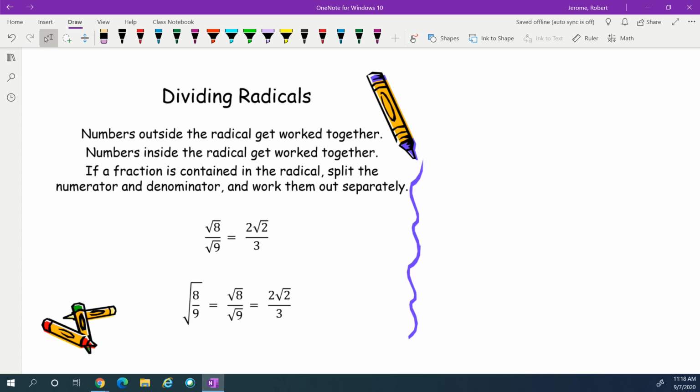In the second example, remember, we're not allowed to have fractions in the radical sign. So the one thing we're allowed to do is just split the radical sign, top and bottom. And we end up with the same exact problem. So one technique is, if we have a fraction inside the radical, just split the radical, put it on top and put it on bottom. And then we'll figure out what we have to do.